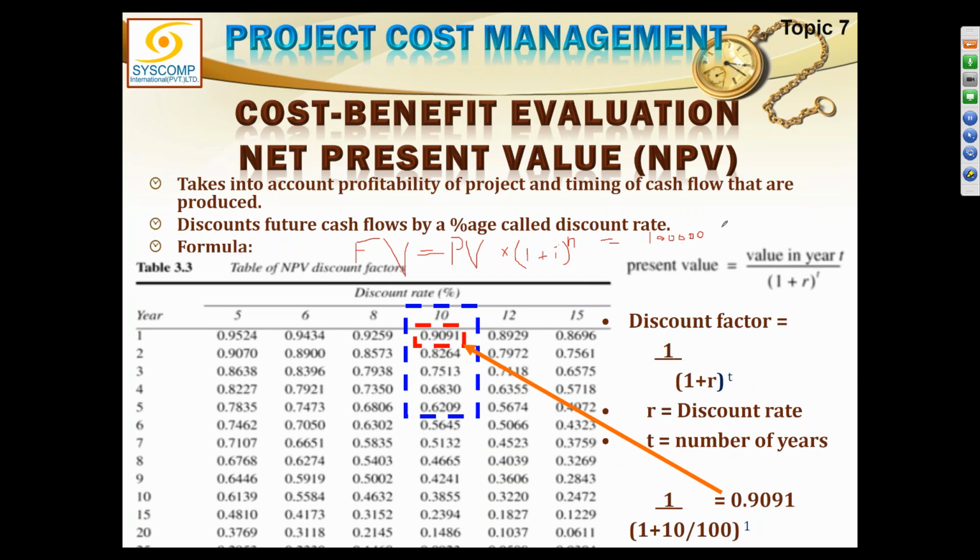You multiply this amount with 1 plus 10%. 10% can be written as 10 by 100, which is 0.1. And you are calculating for 10 years. So this whole thing becomes 1.1, raised to the power 10. 1.1 raised to the power 10 would be how much? Do you have a calculator? Yes, sir. Let me try.